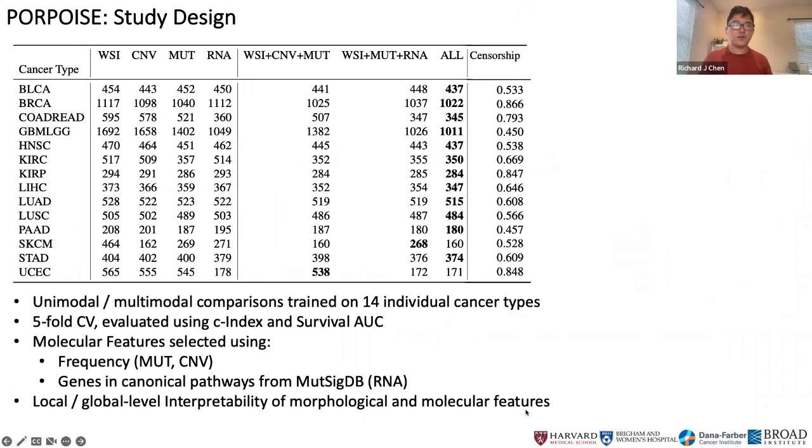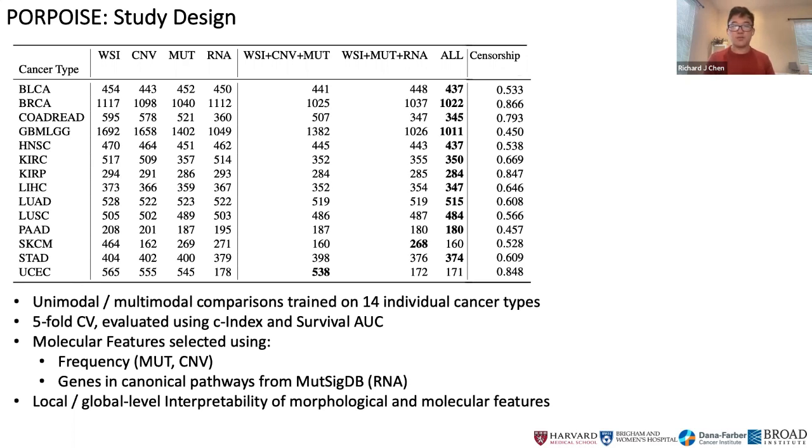So this was the overall study design. It was both unimodal and multimodal comparisons on 14 cancer types with the same splits, the same samples across each split. In terms of dealing with missing data, we didn't do any imputation. What we did was look at the cohorts where, I think the overall criteria was, we wanted to pick cohorts with copy number variation, mutation, RNA-seq, and whole slide where the overlap would be greater than 150 samples.